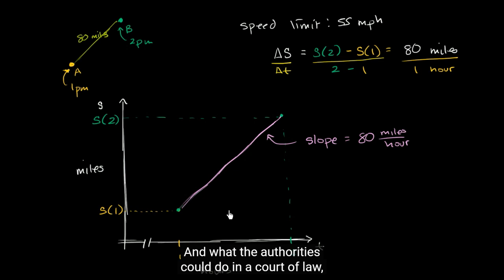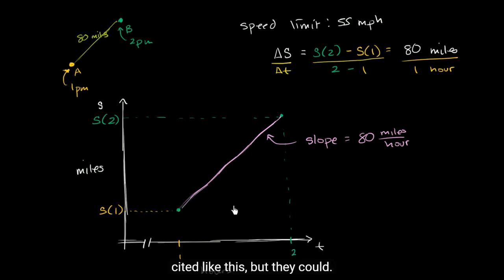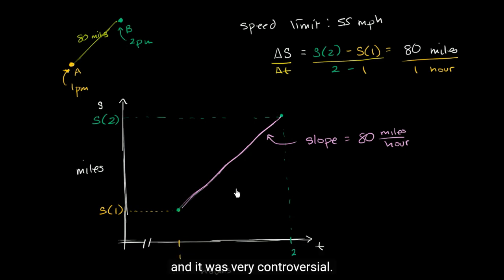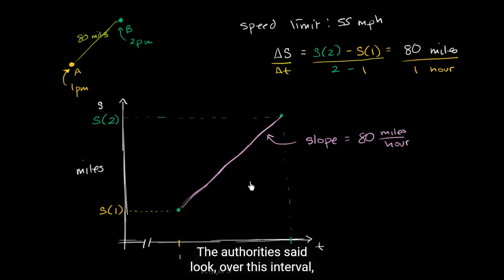And so what the authorities could do in a court of law, and I've never heard a mathematical theorem cited like this, but I remember reading about this about 10 years ago, and it was very controversial. The authorities literally said, look, over this interval, your average velocity was clearly 80 miles per hour. So at some point in that hour, by the mean value theorem, you must have been going at exactly 80 miles per hour.